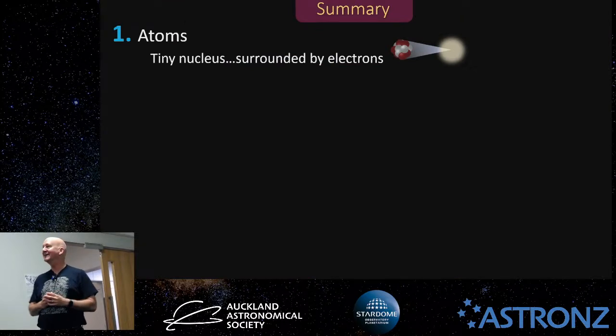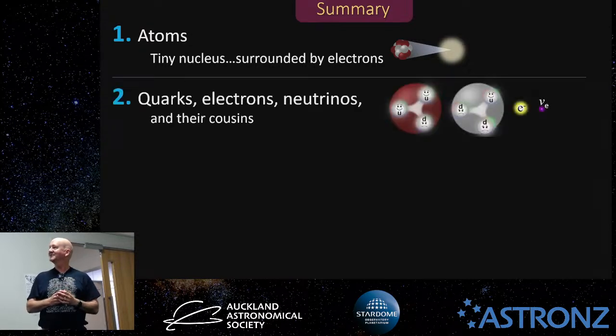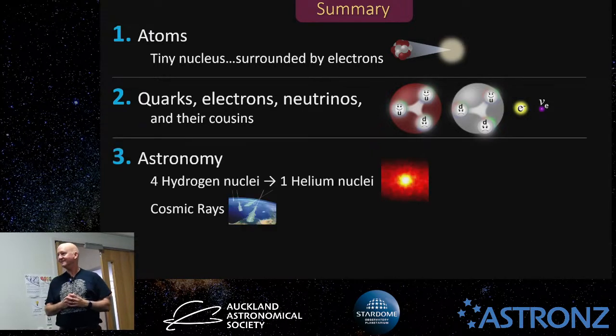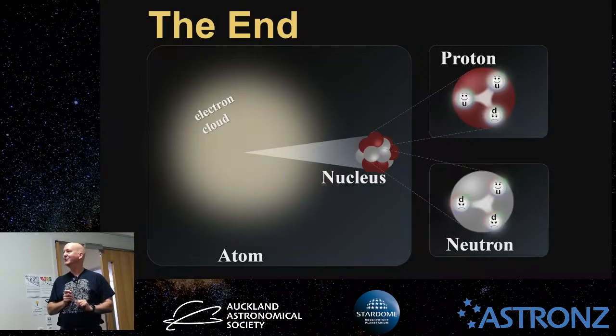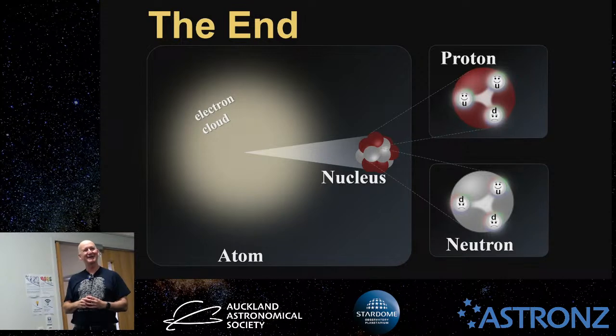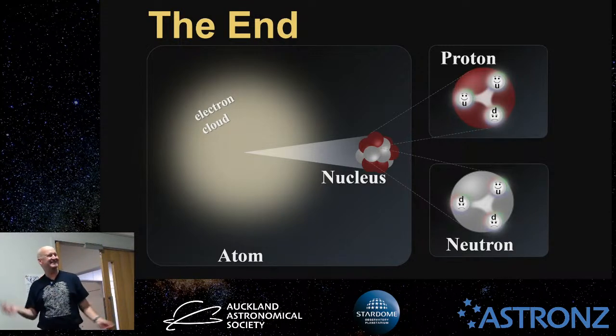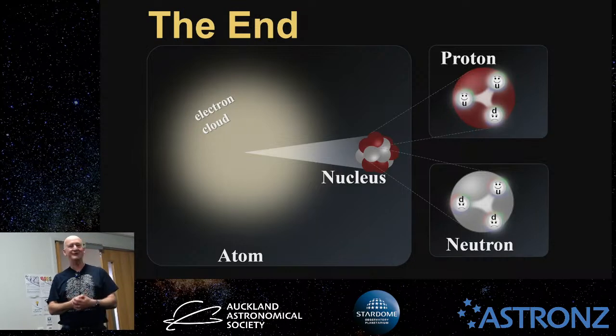So let's just look at a quick summary here. We saw atoms are a tiny nucleus surrounded by a cloud of electrons. We've seen our quarks, electrons, and neutrinos. That's our fundamental particles and their cousins. We've now seen how hydrogen nuclei are converted into helium in the sun, and we've seen cosmic rays, and then we've seen how 99% of our mass comes from energy rather than particles. And that actually brings us to the end of the talk. If all you remember is the quarks, that's all you need to remember for tonight. You'll probably find when you read a book about it somewhere, you might remember some bits and pieces. And so that brings us to the end of the talk tonight.